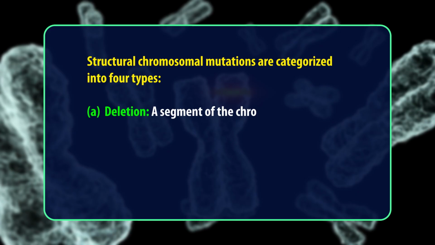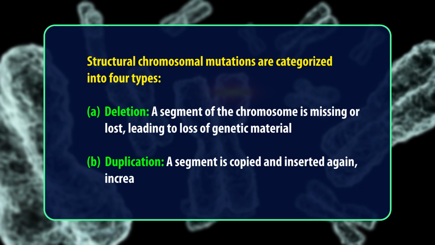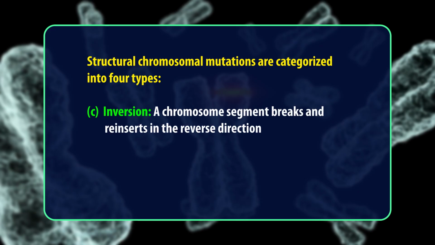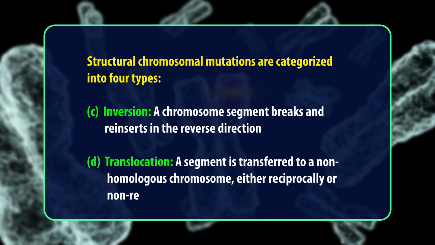Number 1, deletion. A segment of the chromosome is missing or lost, leading to loss of genetic material. Number 2, duplication. A segment is copied and inserted again, so it will increase gene dosage. Number 3, inversion. A chromosome segment breaks and reinserts in the reverse direction. And last but not least is translocation. A segment is transferred to a non-homologous chromosome, either reciprocally or non-reciprocally, dear students.